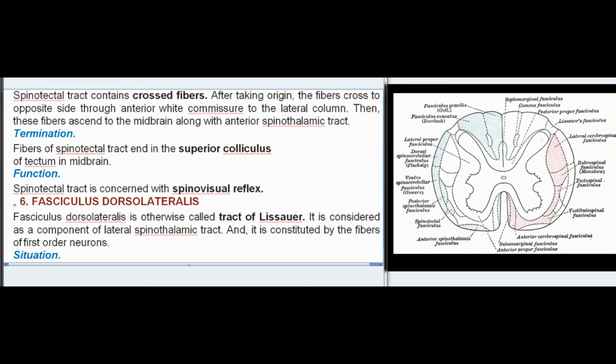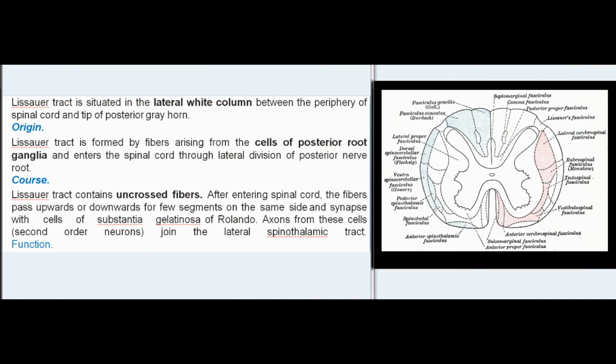6. Fasciculus Dorsolateralis. Fasciculus Dorsolateralis is otherwise called tract of Lissauer. It is considered as a component of lateral spinothalamic tract, and it is constituted by the fibers of first-order neurons. Situation. Lissauer tract is situated in the lateral white column between the periphery of spinal cord and tip of posterior gray horn. Origin. Lissauer tract is formed by fibers arising from the cells of posterior root ganglia and enters the spinal cord through lateral division of posterior nerve root.